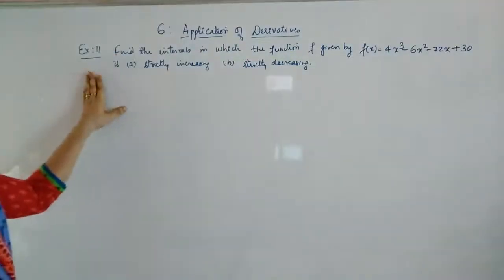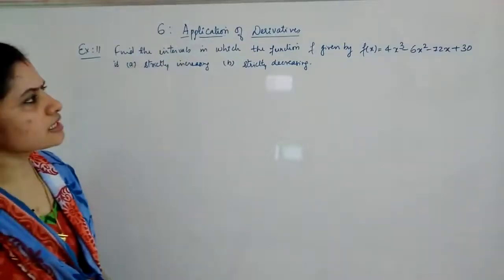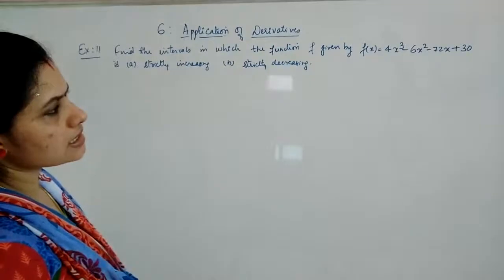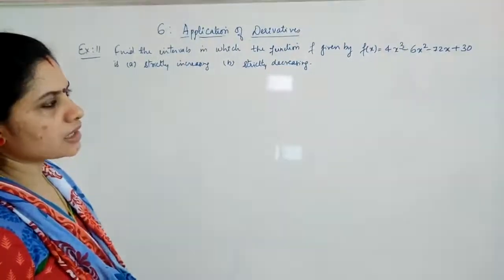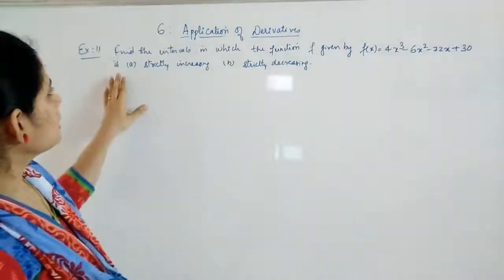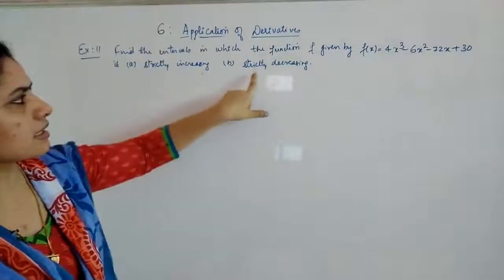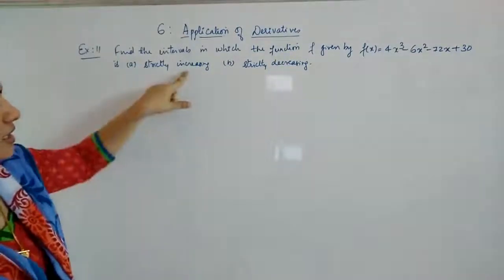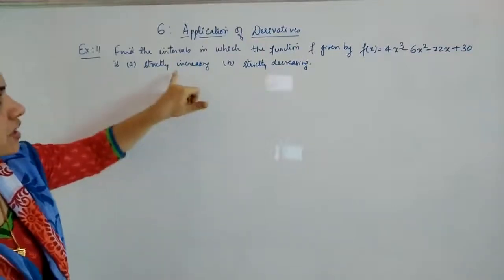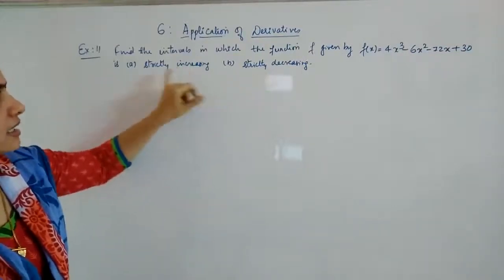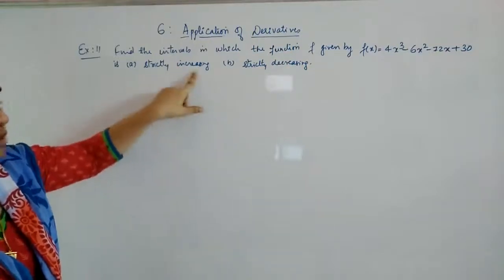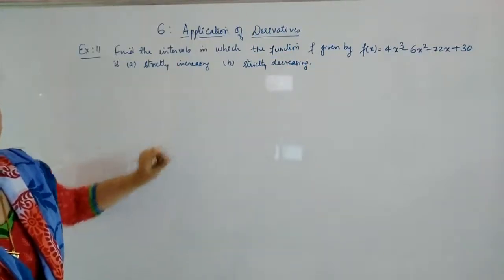So example 11 is: find the intervals in which the function f given by f of x equals 4x cube minus 6x square minus 72x plus 30 is strictly increasing, strictly decreasing. That means you have to find the interval in which it is strictly increasing and decreasing. And when it is given as strictly increasing, you have to find the interval in open. And if it is only increasing, we will just close that interval, that's all.